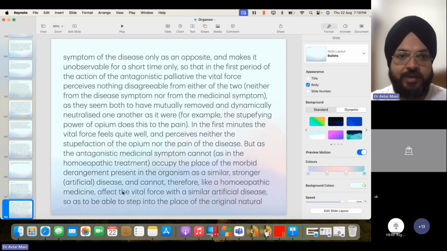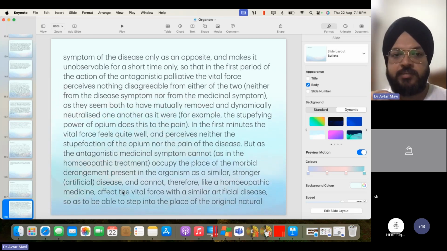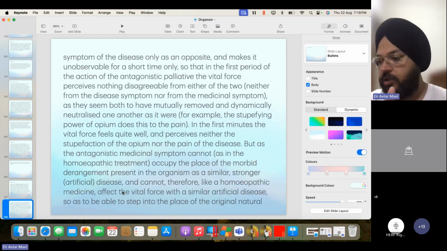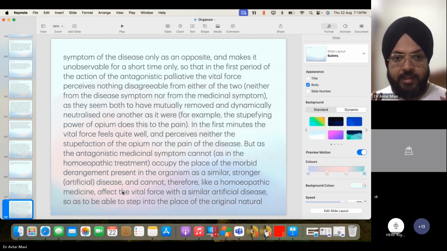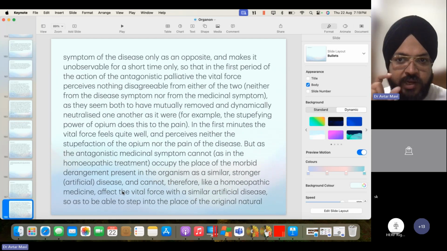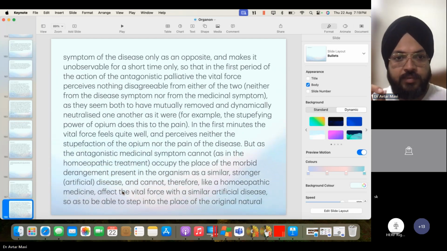So whenever a palliative is given, the vital force does not feel anything disagreeable. It does not perceive anything for some time, neither from the medicinal symptom nor from the disease symptom, as they seem both to have mutually removed and dynamically neutralized one another, as it were. So that is why it seems to us that, okay, now the pain is gone, now the bowel movement is okay, now the sleep is okay. But it gives us a false feeling of a cure, but it is not removed. Neutralized one another, as it were.